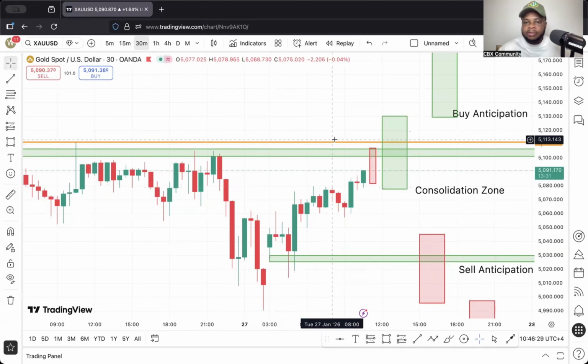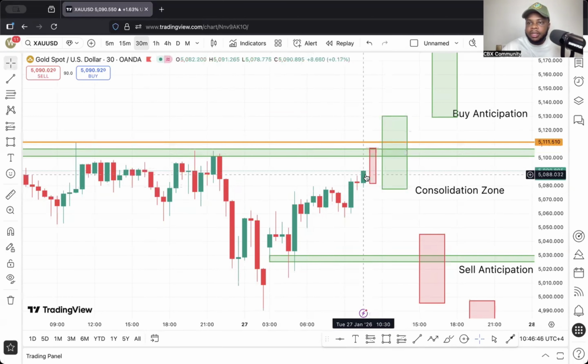So it's very important for us to know what you're anticipating the market to give to us before we'll be able to take a position. So for now, we don't need to do anything. Let's wait for the close of this candle over here, then we'll be able to know what you're anticipating the market to give to us.